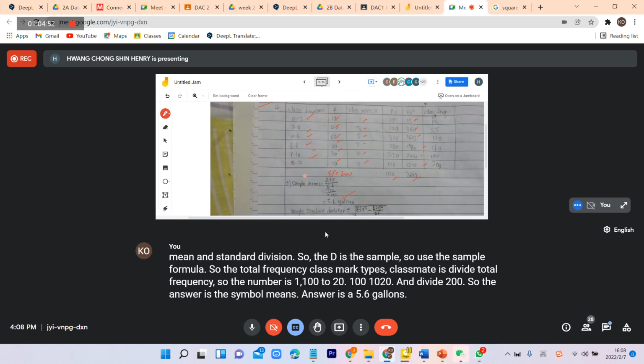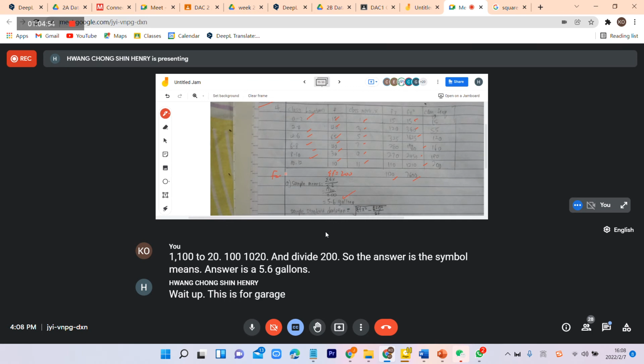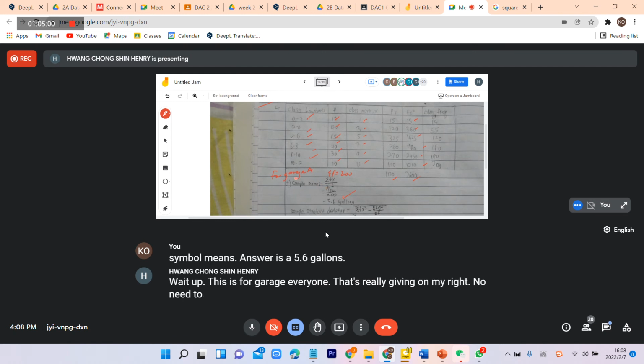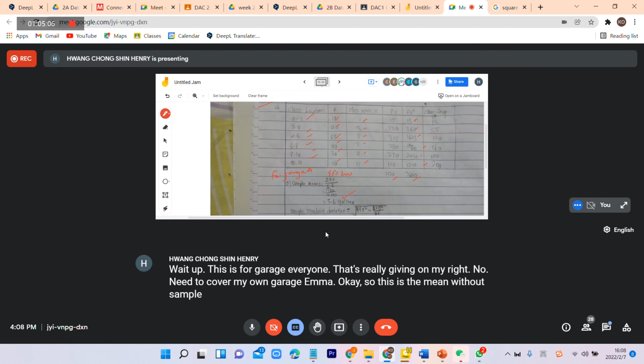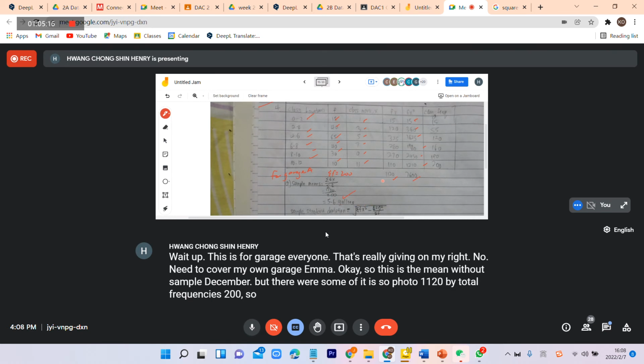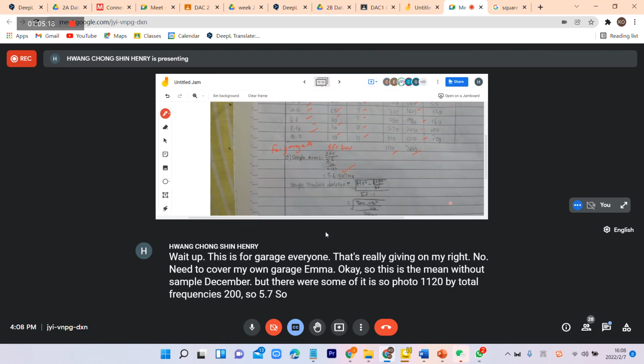Wait, this is for garage A, right, everyone? Garage B is given, right? No need to calculate, only garage A. Okay, so this is the mean. We talk about sample. This is a sample, got the word sample, right? So total 1120 divided by total frequency, which is 200, so 5.6 gallons. So next, the sample standard deviation.